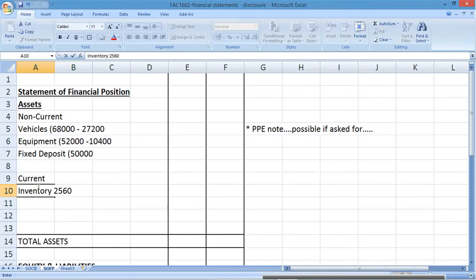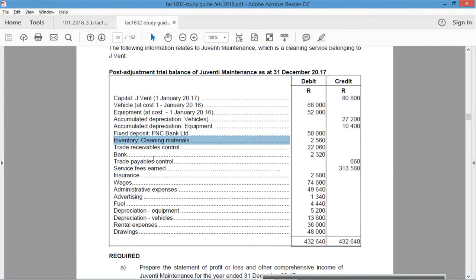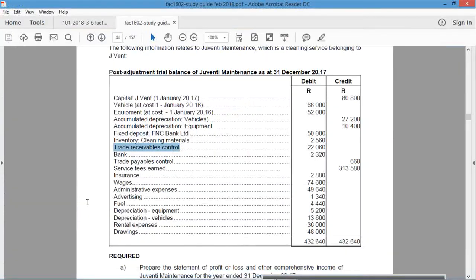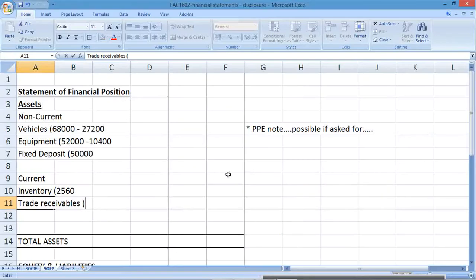We're going to put a bracket. Okay, next. Trade receivables. It's an asset. Which one? It's a current. Good. Another word for trade receivables? Debtors. That's better. Okay, how much? Let's get the figure. 22,060. Happy with that? Yes.